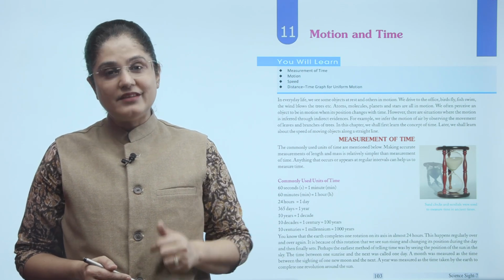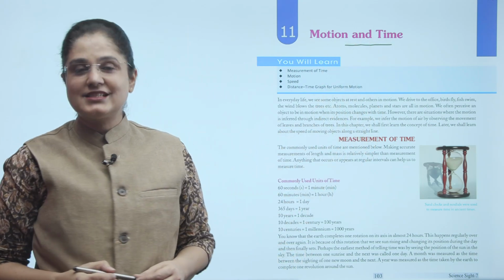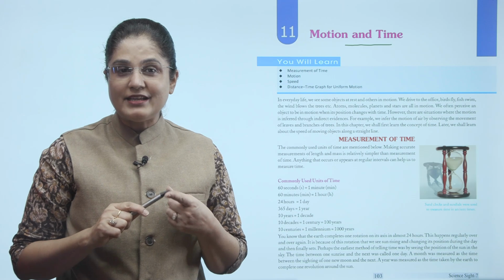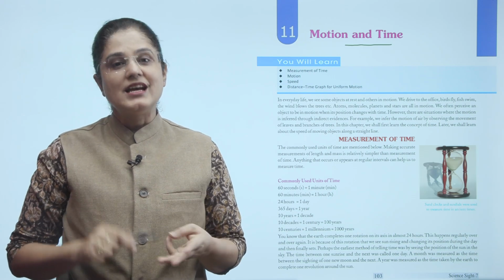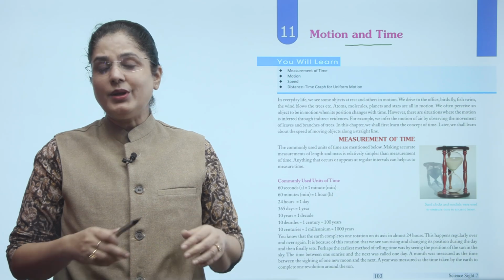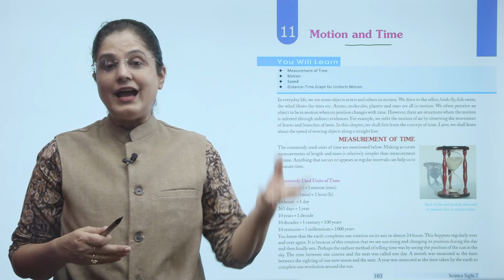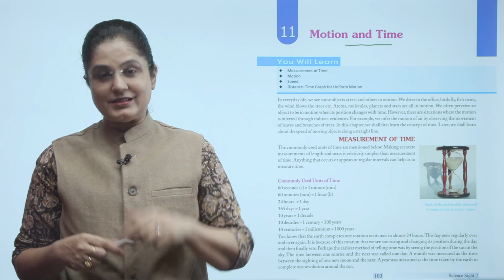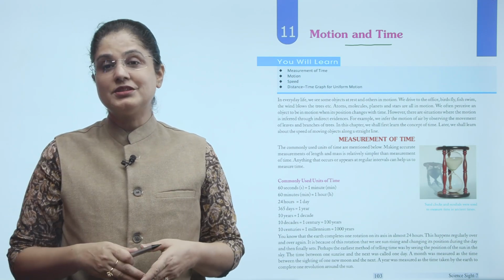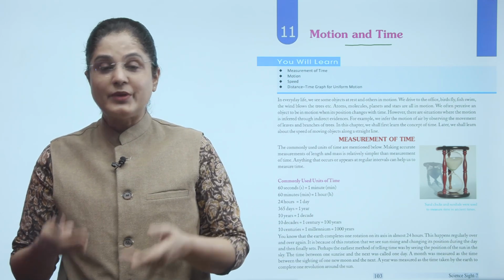The topic that we will study today is motion and time, and we will learn about measurement of time, motion, speed, distance time graph for uniform motion. Now in our day-to-day life, we see so many things that are moving and others that are at rest. For example, we see vehicles that are in motion, that are driving. We see birds that are flying, fish that are swimming.